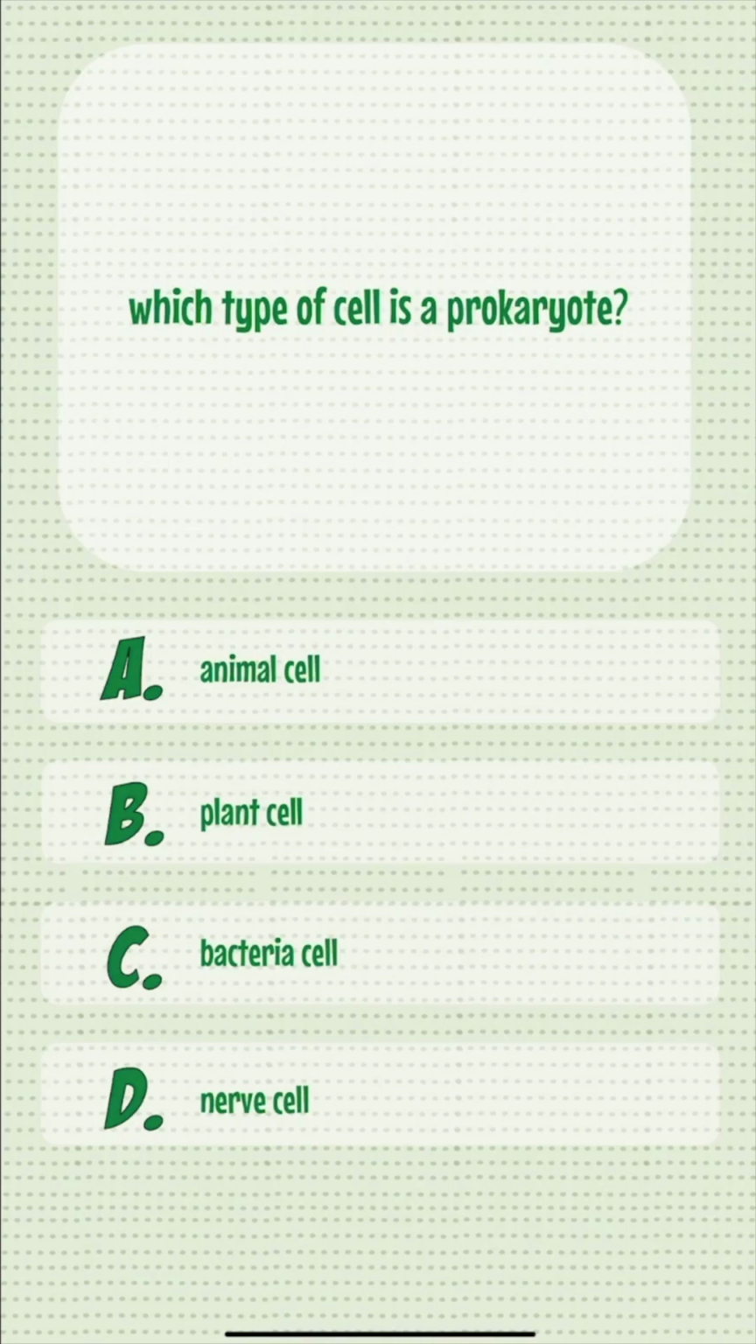Yep, C, well done. Bacteria cells are prokaryotes. Animal cells and plant cells are eukaryotic cells. Nerve cell, that's a type of animal cell, isn't it? So that's also going to be eukaryotic.